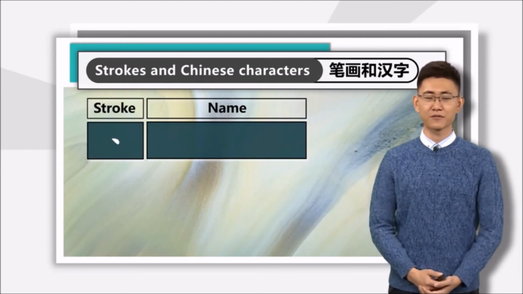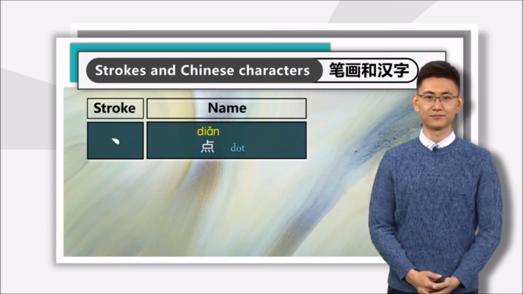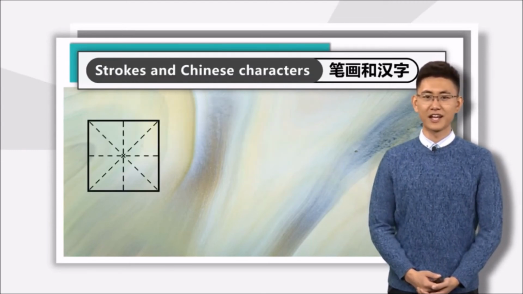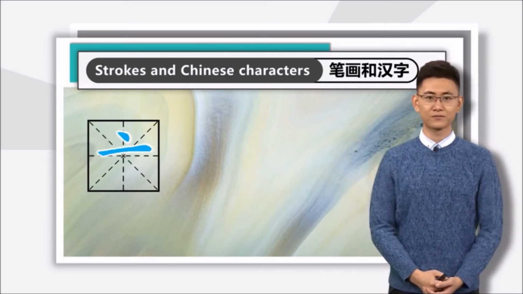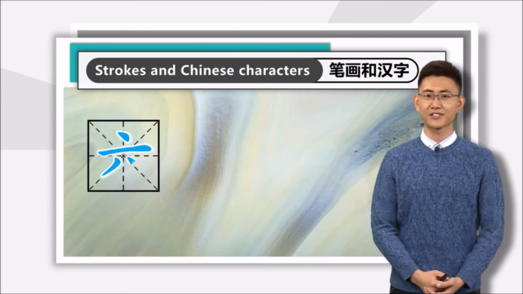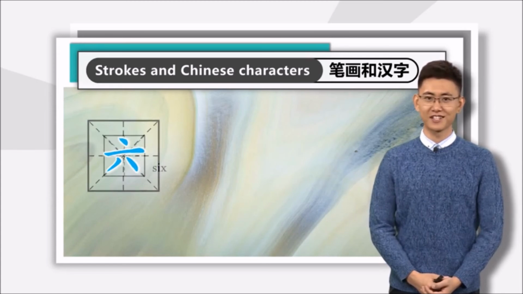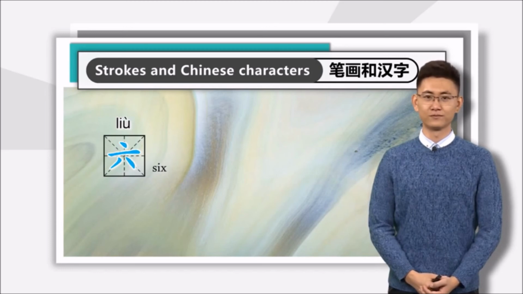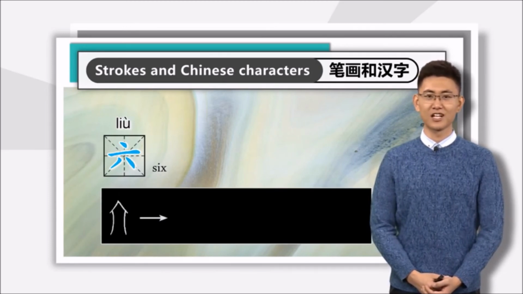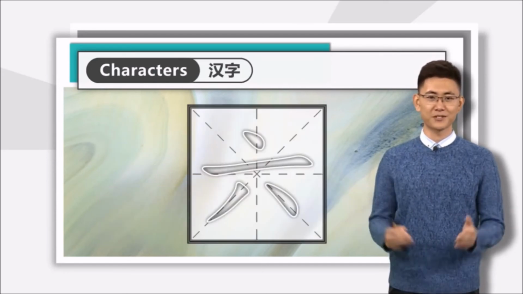Let's look at the last stroke for today. It is dot. In Chinese, it is called 点. Now, let's look at the picture. Dot, horizontal, left fallen, and dot. It's a Chinese character. It means 6. The pronunciation is 六. 跟我读 六. Please write it with me.